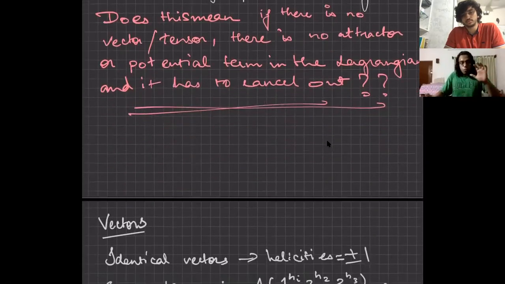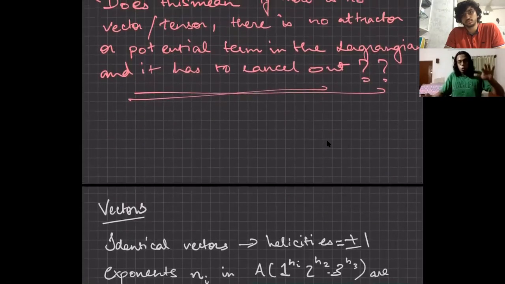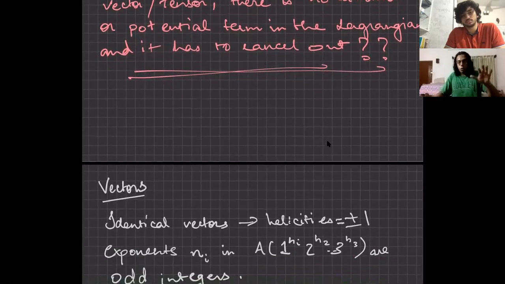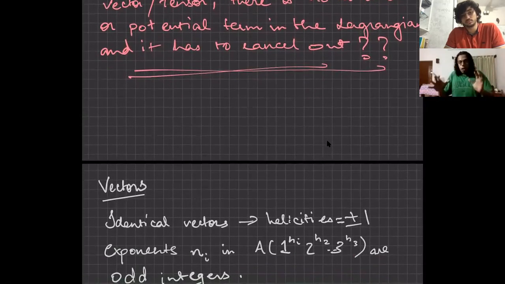Essentially, that's the major use of writing things down in terms of spinors. You just don't have to write down the Lagrangian anymore. You write down everything in terms of the spinors and the other parameters that represent the particle, and then you just get some sort of scattering amplitude.